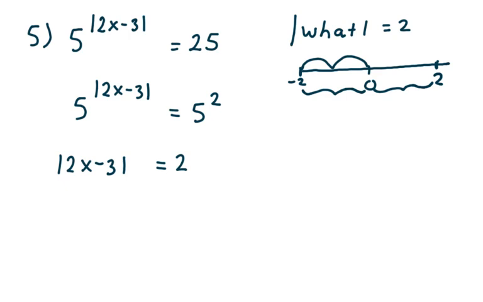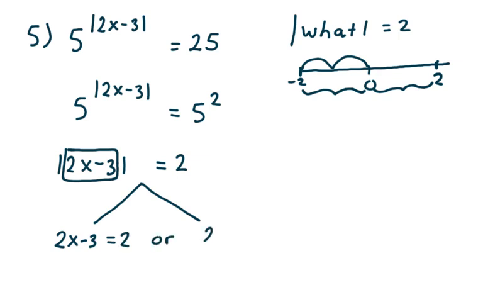And so the what in this case is 2x minus 3. And so what I can say is two things. I can say 2x minus 3 will give me 2, or 2x minus 3 will give me negative 2.